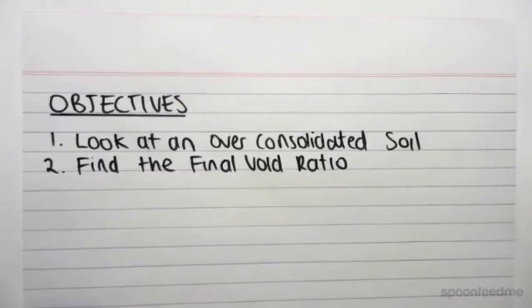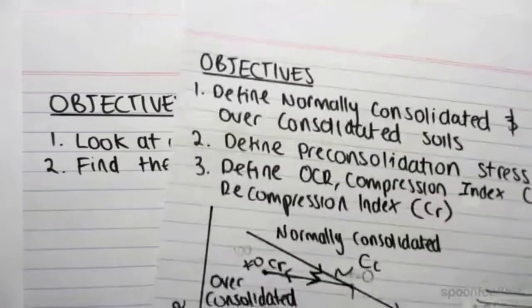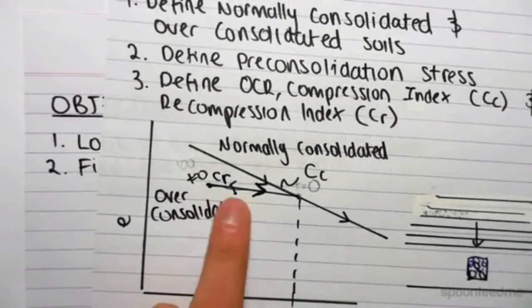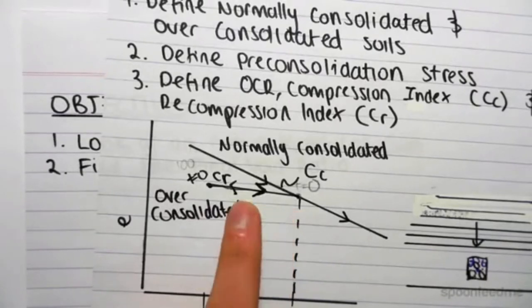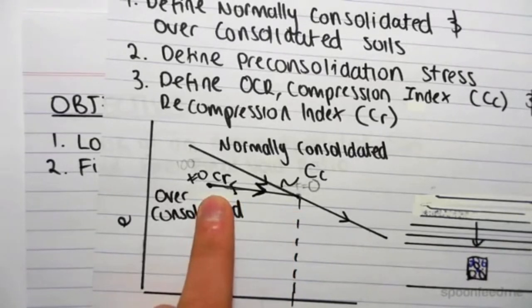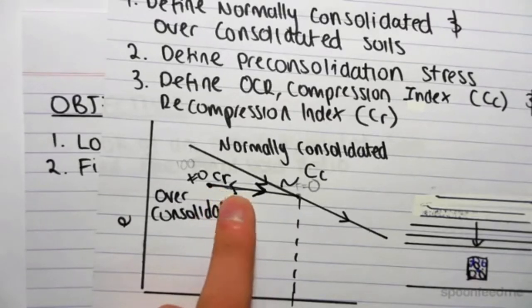Hey guys, the objectives for this video is to look at an over-consolidated soil, and we're going to be doing an example where we find the final voids ratio. Okay, so we know from our previous video, the over-consolidated soil is when the pre-consolidated stress is greater than the current stress we're experiencing, at a time zero or anywhere along this line at a particular time.